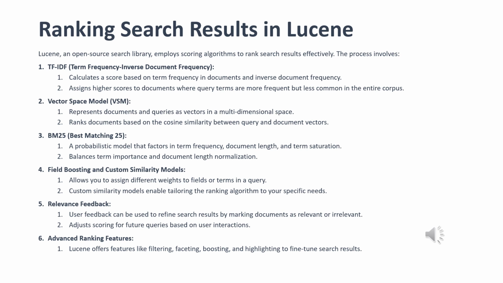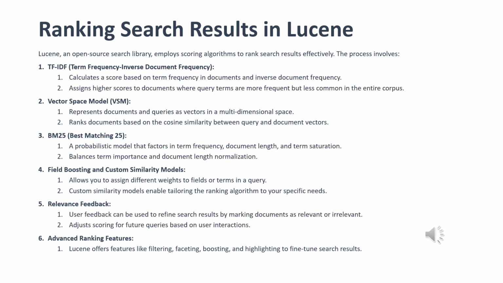TF-IDF is nothing but term frequency inverse document frequency, which calculates the score based on term frequency in documents and inverse document frequency. This process assigns higher scores to documents where query terms are more frequent but less common in the entire corpus. The vector space model represents documents and queries as vectors in a multi-dimensional space, and ranks documents based on the cosine similarity between query and document vectors.